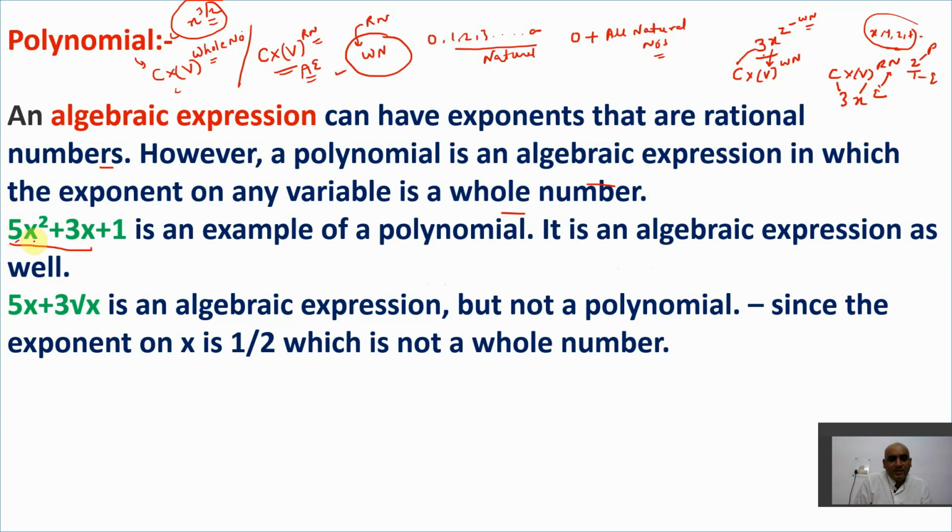How? Look at this. This is a polynomial. 5 is what? Constant. x is what? Variable to the power of a whole number. So this first term follows the polynomial form. Let's check the second term, 3x. So 3 is a constant, x is a variable, x to the power 1. So this 1 is again what? It is a whole number. Again, it follows the process of a polynomial.